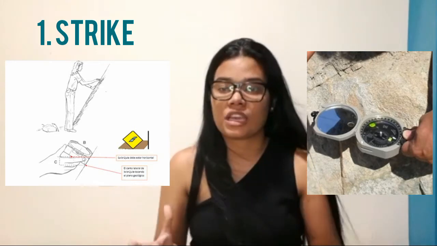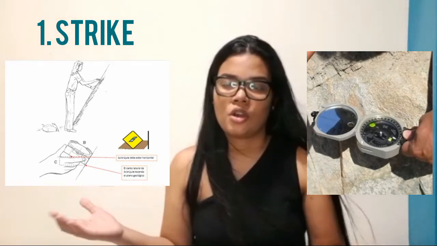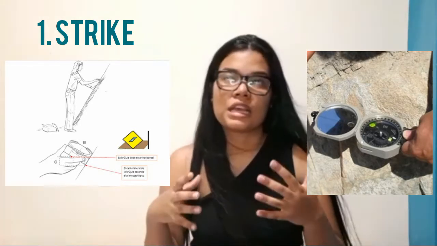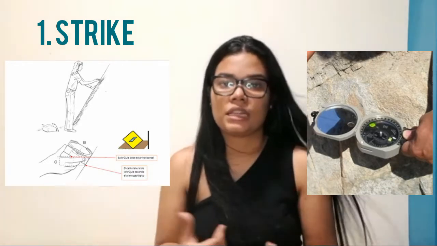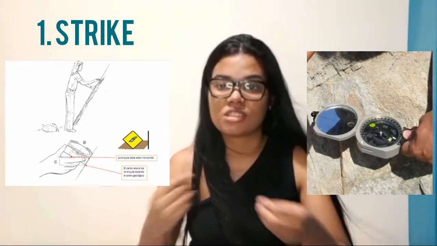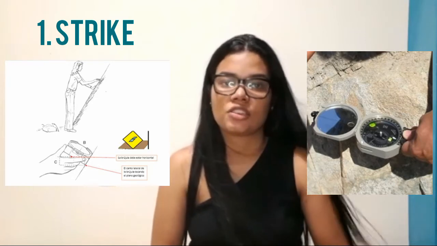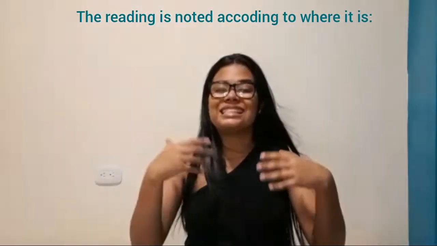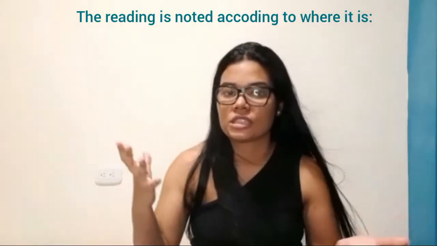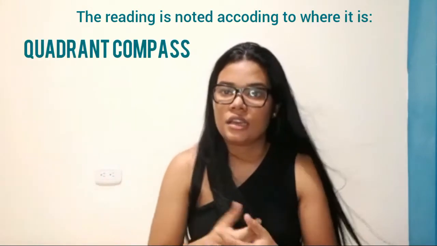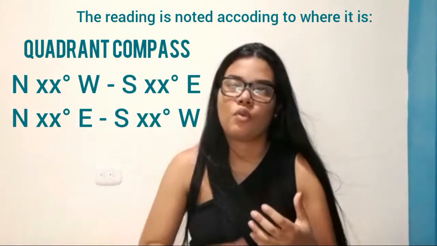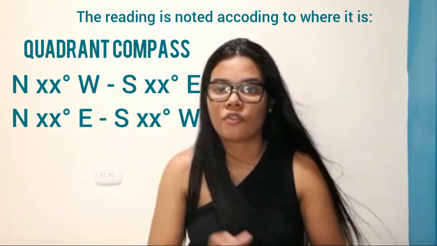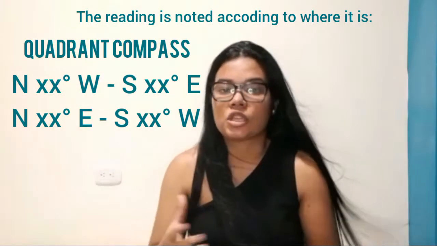We call it stratification direction or strike, the measurement of the direction of the layer. The compass must be horizontal. The bubble in the center, with the side angle of the compass touching the geological plane. The reading is noted according to the quadrant compass, where A is degrees from north or south, up to 90 degrees in each quadrant.